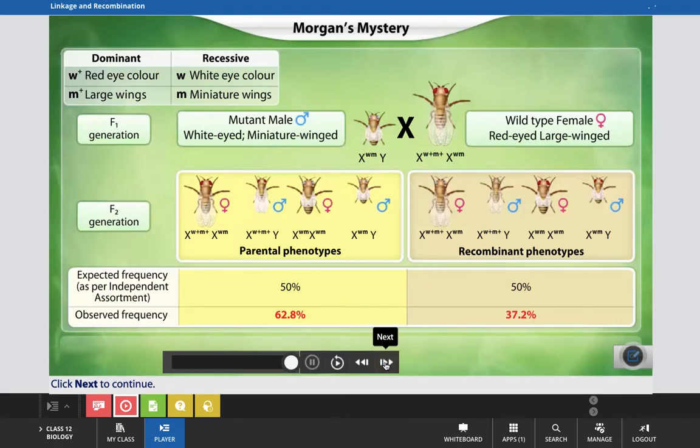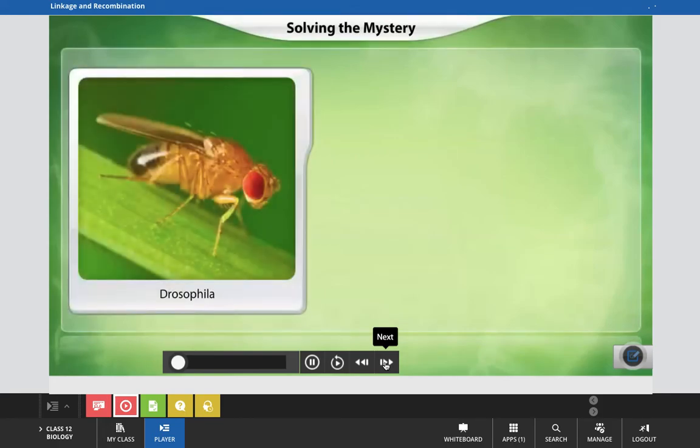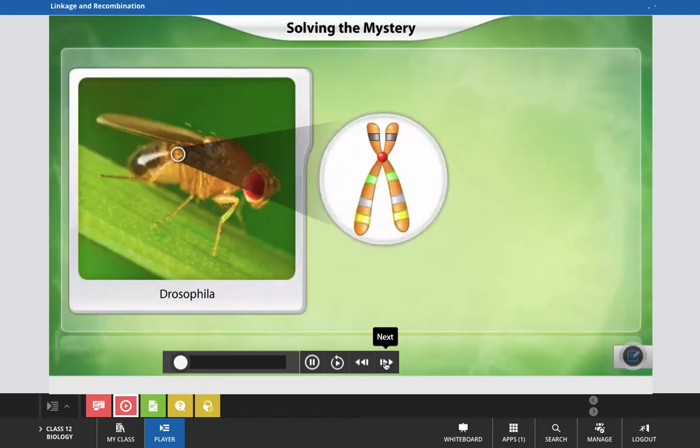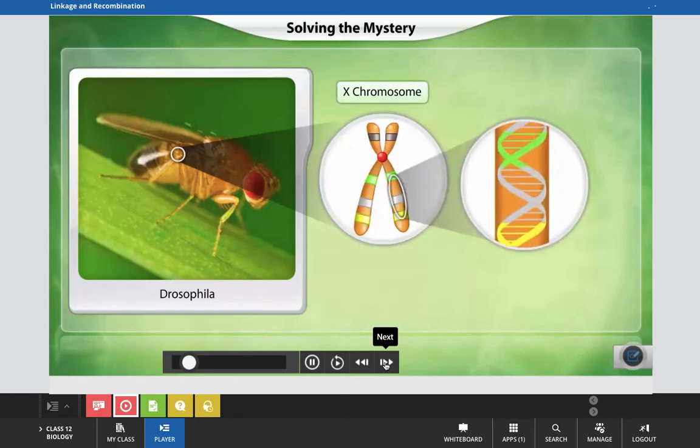Now, what is the reason behind this? To unravel the mystery of the deviated results of Morgan's cross, let's take a look at the arrangement of genes on the X chromosome of Drosophila. There may be a few hundred or even thousands of genes located linearly on a chromosome.